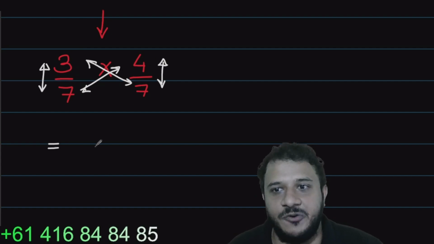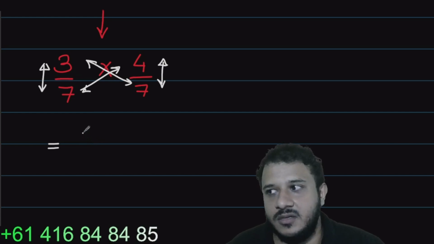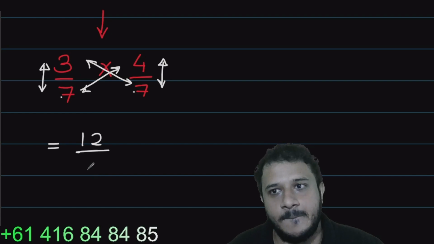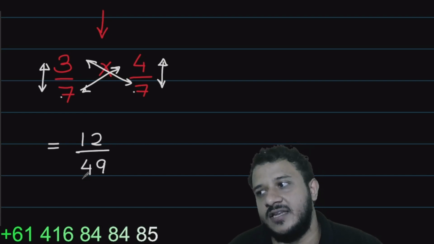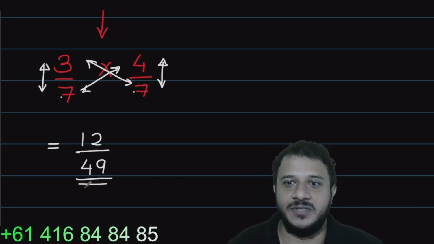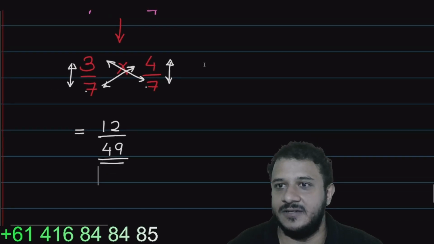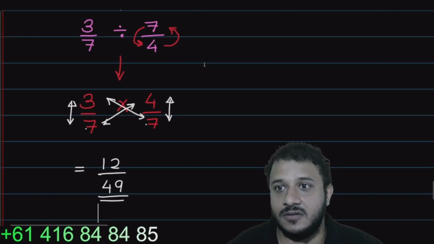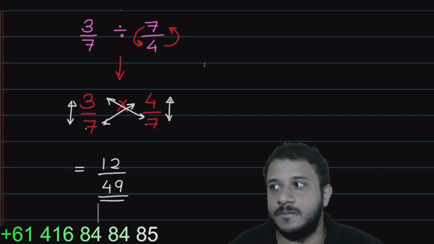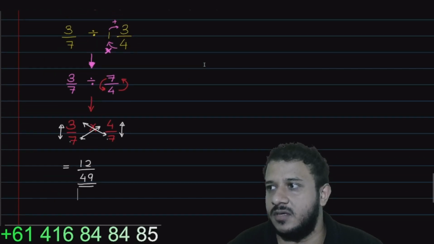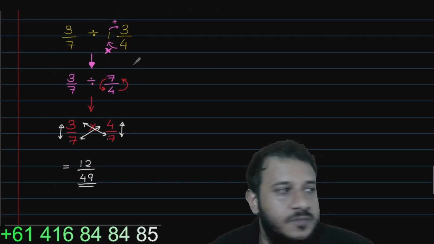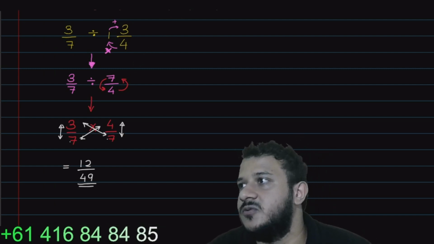Then what we do is just multiply the numerator with the numerator. What is 3 times 4? 12 over. What is 7 times 7? 49. There we go. We have our answer. That's how we do it. Does that make sense, everybody? Sorry, I couldn't copy the last part of the step. Oh yeah, copy it down. And after that, let's do a question together.